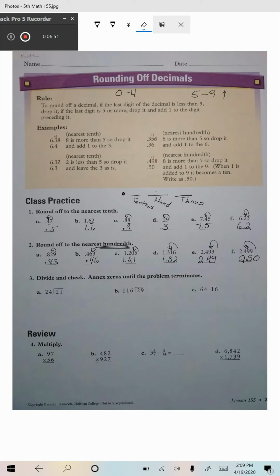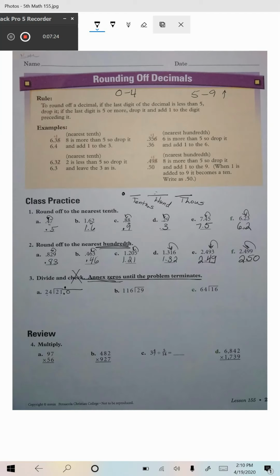All right, so now down here when we divide, I'm not going to make you check. I never make you check. But we're going to divide and we're going to annex or add zeros until the problem terminates, which means until it's finished. All right, so let's watch. So 21 divided by 24, I can't even do that, okay? So I'm going to go ahead and what they call annex a 0. I'm going to go ahead and extend this out. Put the decimal up top too. Remember we learned that yesterday.